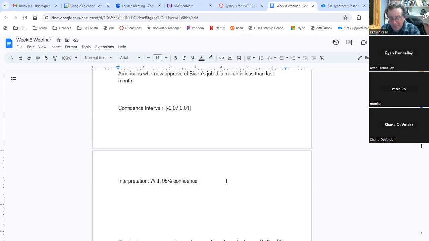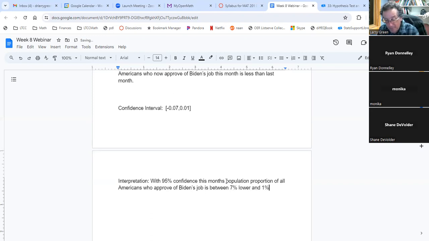So we can say that this month, the population proportion of all Americans who approve Biden's job is between 7% lower and 1% higher than the population proportion for last month.